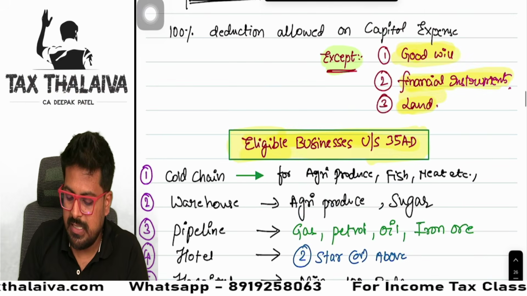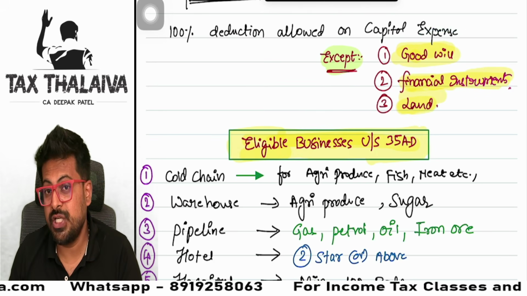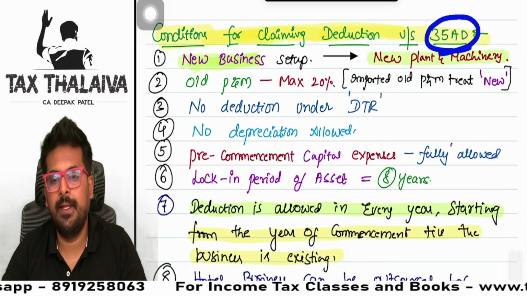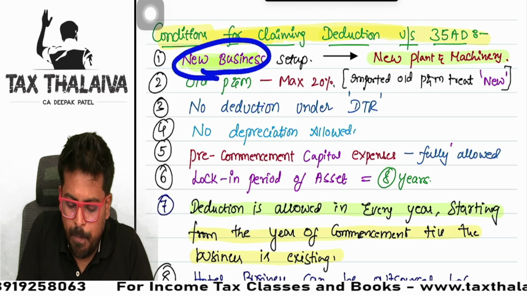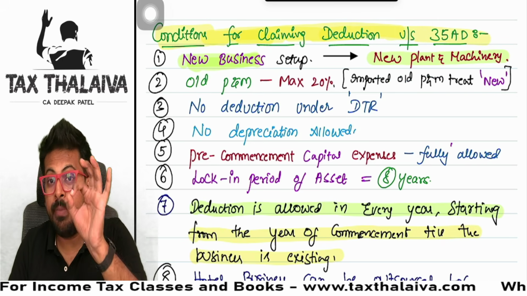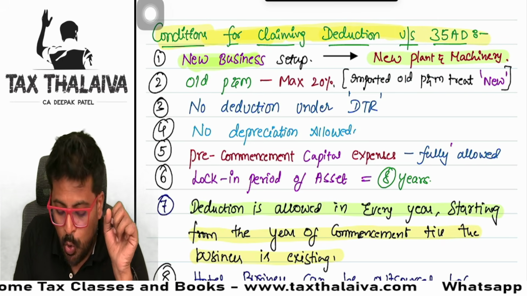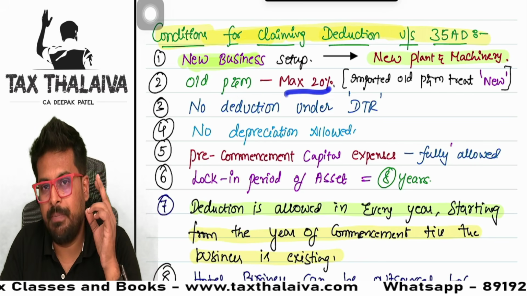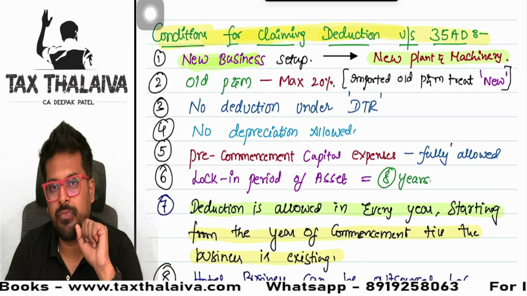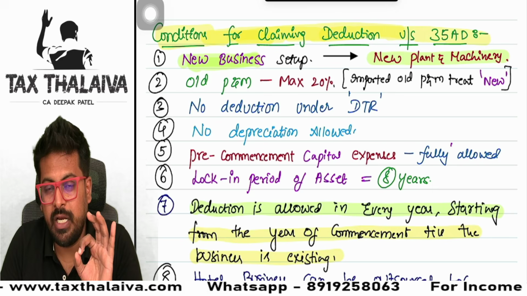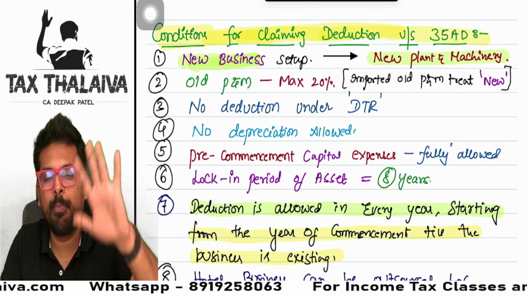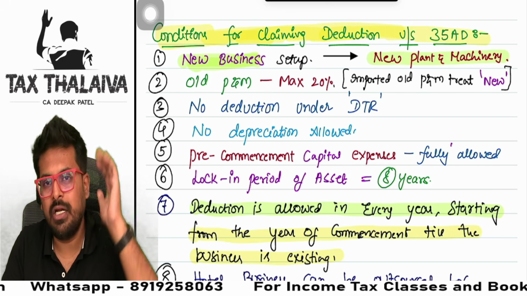But except these three, there are some conditions attached to it. Conditions for claiming 35AD: it should be a new business setup and a new plant and machinery. It should be a new plant and machinery, but guys, old plant and machinery can be maximum 20%. Let's say, for example, you invested 1 crore in plant and machinery. Out of 1 crore, you can have maximum 20 lakhs of old plant and machinery. No problem. You will get total deduction.